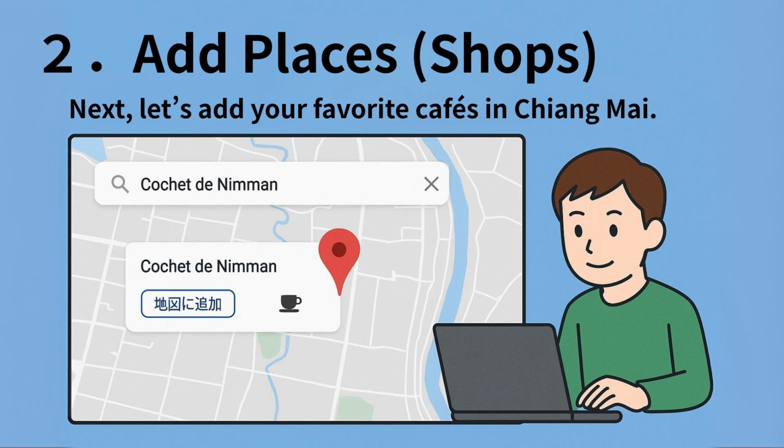Next, let's add your favorite cafe in Chiang Mai to the map. In the search box at the top left of the screen, type the cafe name Cochette de Niman. When it appears in the search results, click Add to Map.